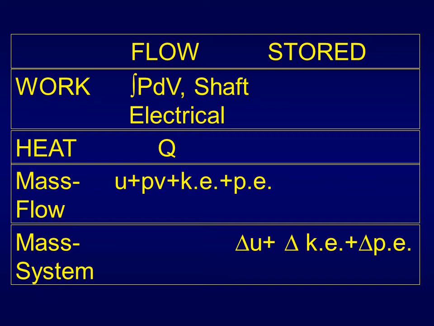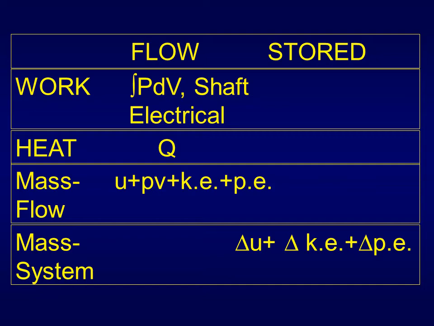And again, potential energy. So if I have a system with a very large change in height, if I come in at a very high elevation and go out at a very low elevation, then that mass can have a change in energy due to its potential energy when it comes in relative to when it leaves.